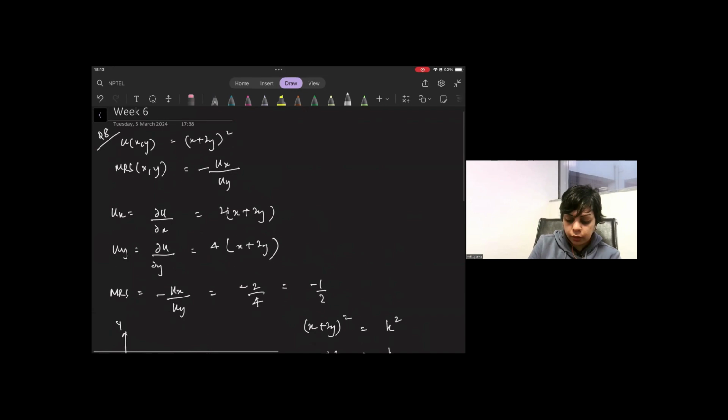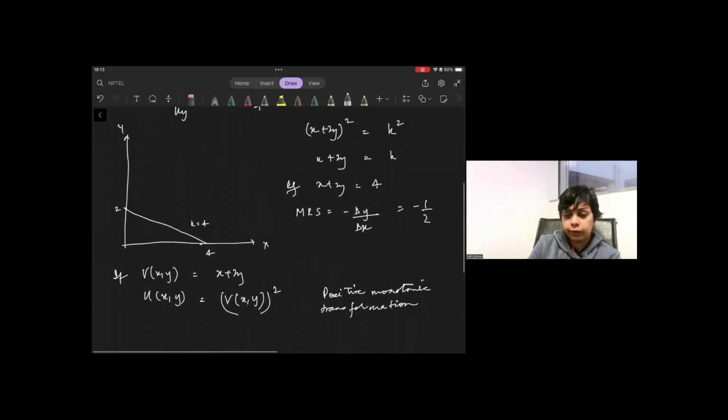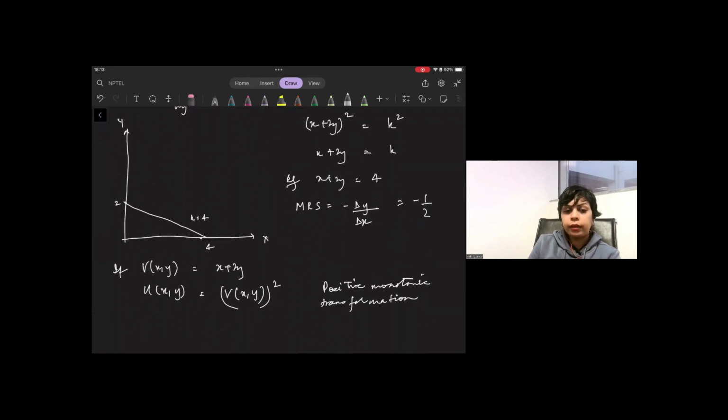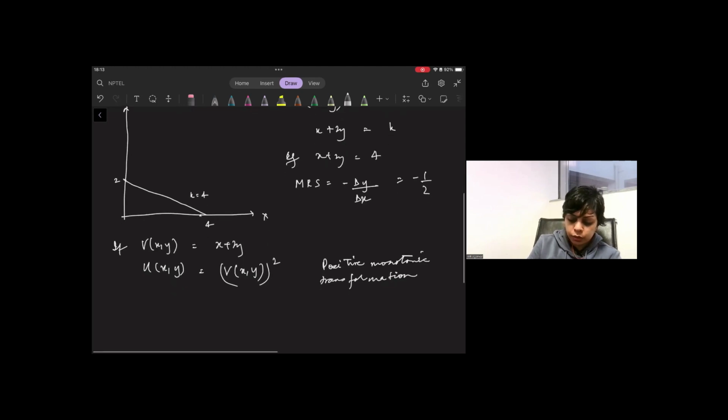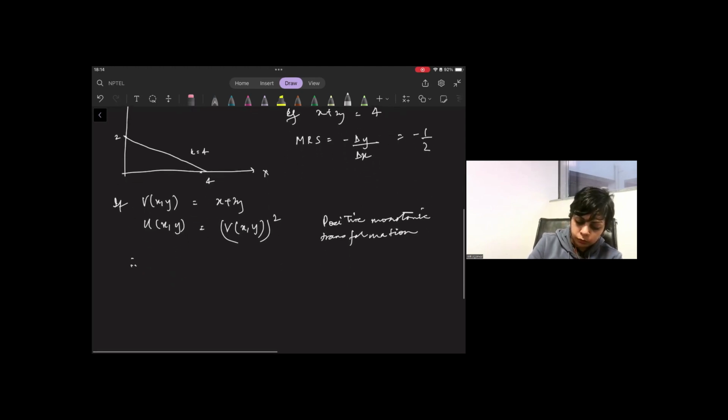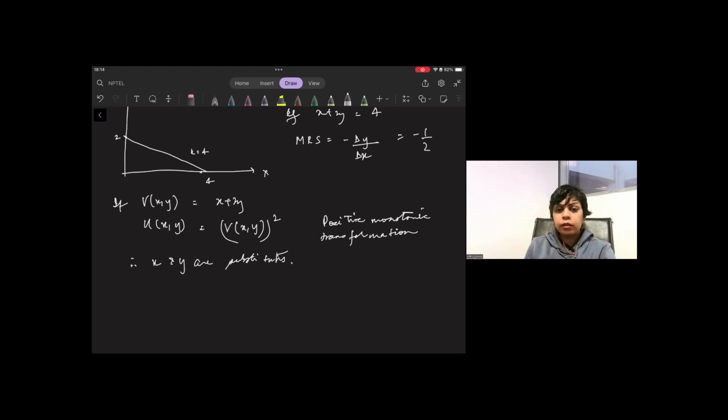So now that we know that this is a straight line like this, it means that x and y are substitutes. They are not perfect substitutes, but they are substitutes, right? Because, okay, my handwriting is really bad right now. Sorry, I'm not writing at a very proper angle.